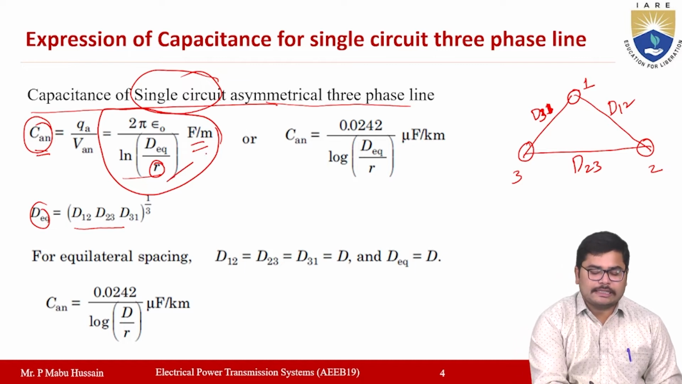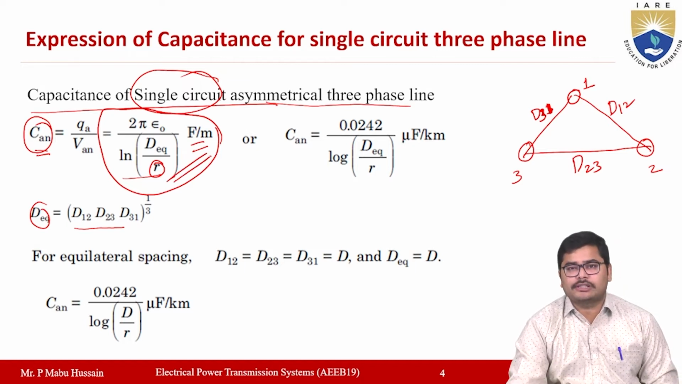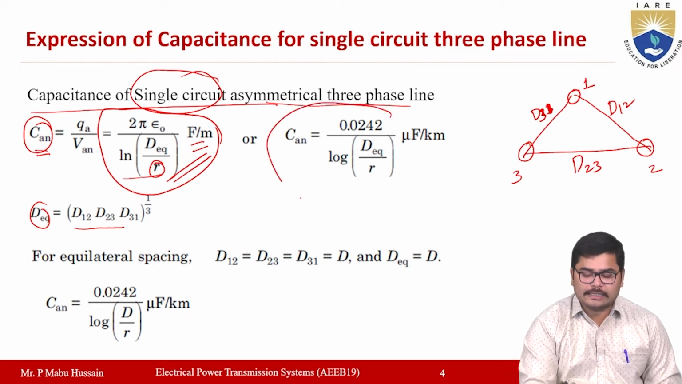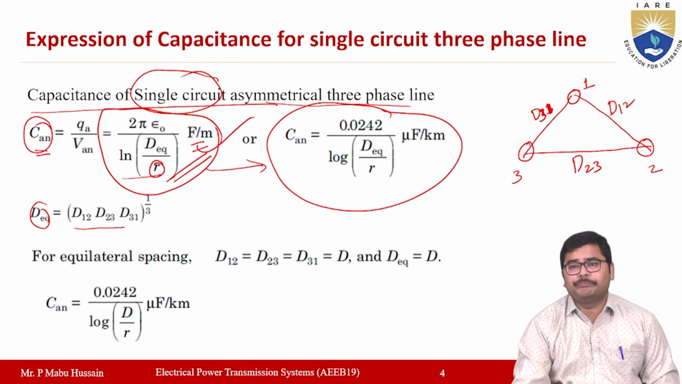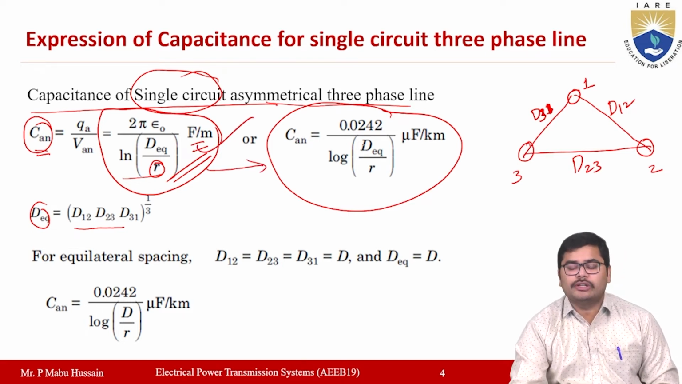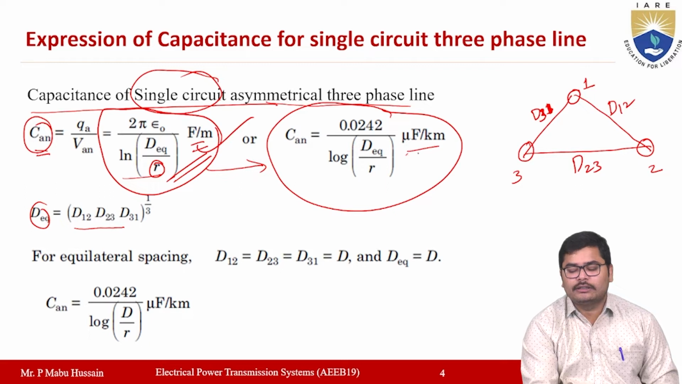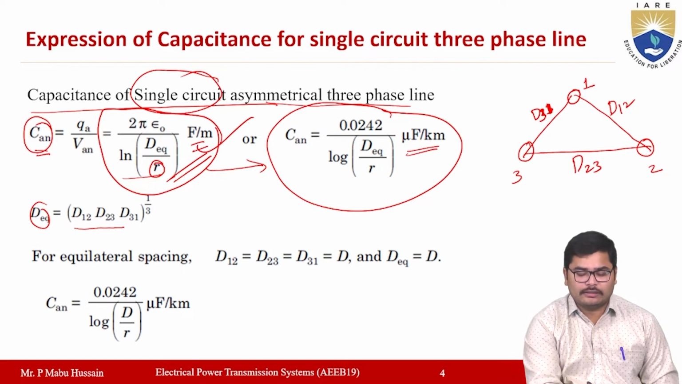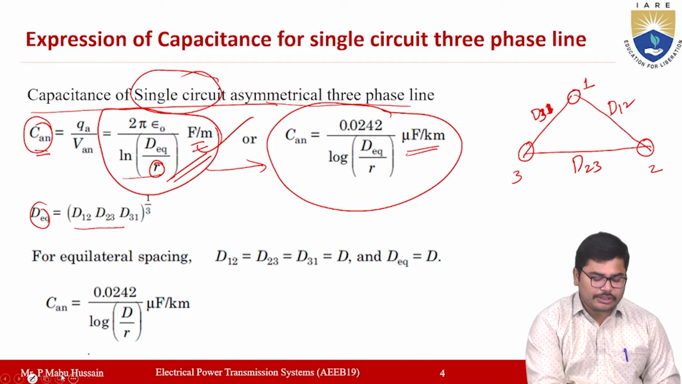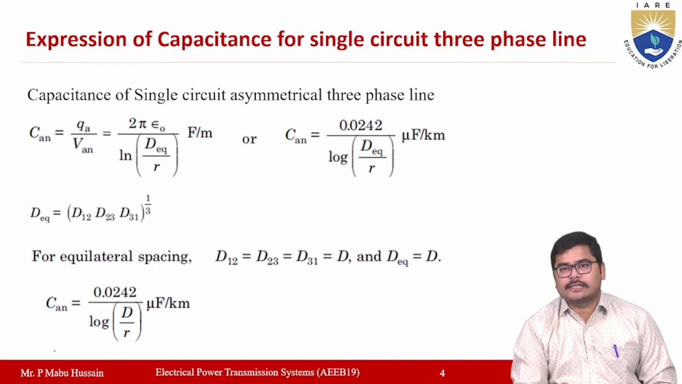So you can use this equation for calculating the per phase capacitance of a single circuit asymmetrical three-phase line, or you can even use this equation also, and this equation is derived from the previous equation only. CAN is equal to 0.0242 by log D equivalent by r, in microfarads per kilometer here. So you can use either of the equations for calculating the capacitance, right?